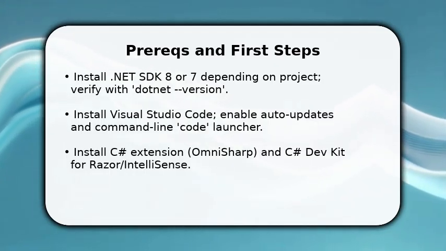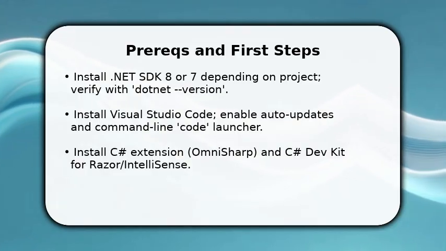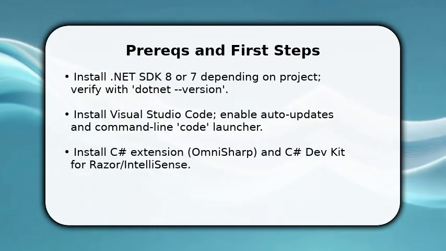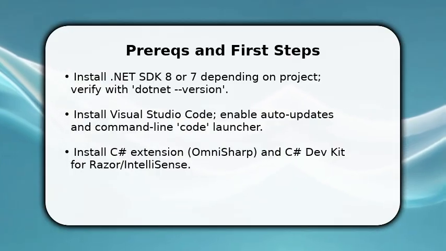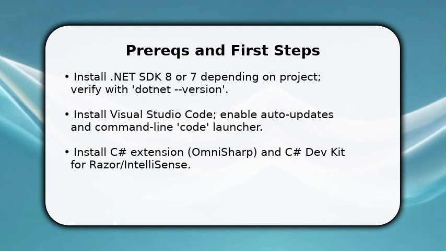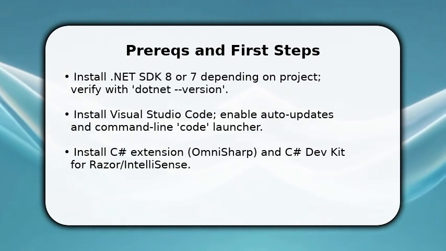Once done, add the C# extension, OmniSharp, and the C# Dev Kit for full language services. This gives you IntelliSense, debugging hooks, and project templates. Make sure extensions are enabled, and restart VS Code so services initialize.